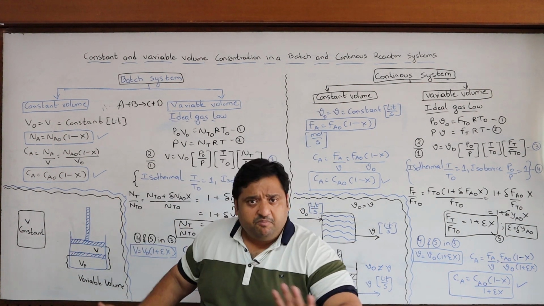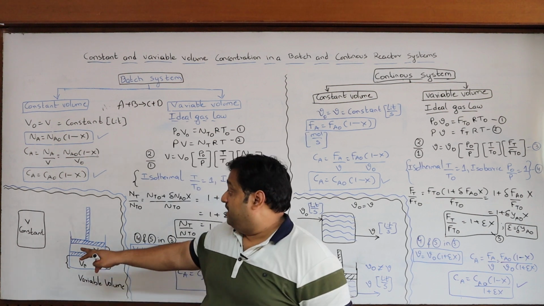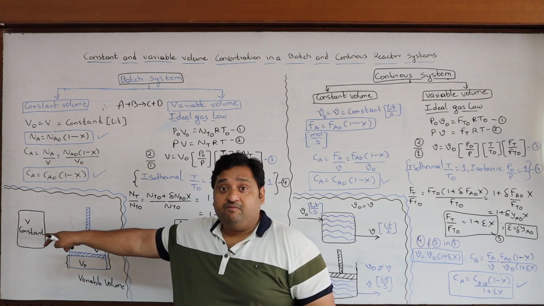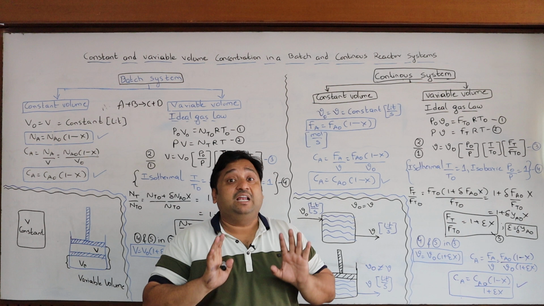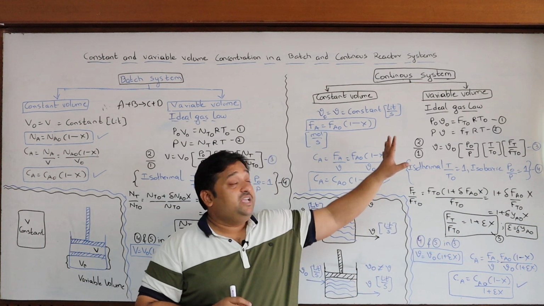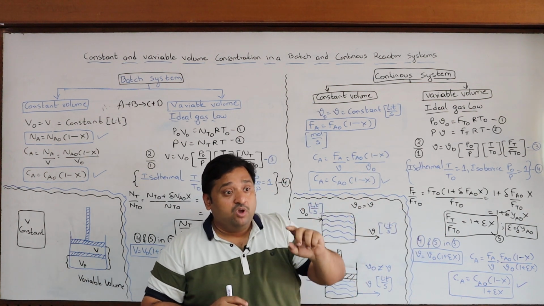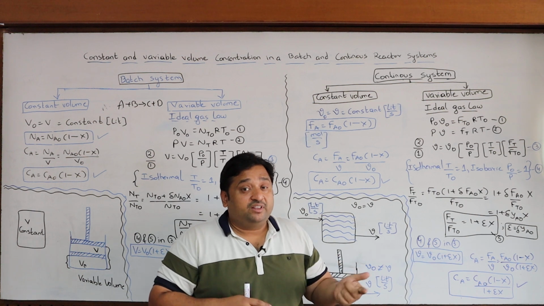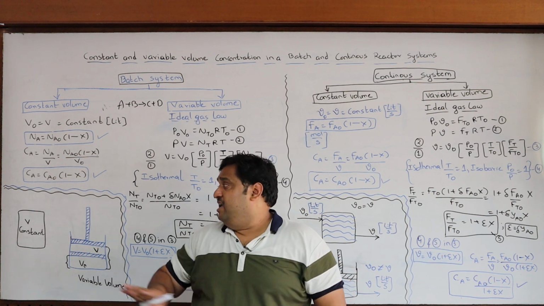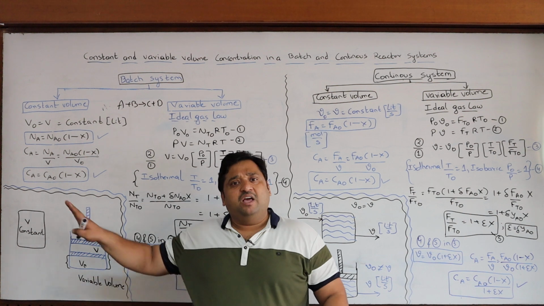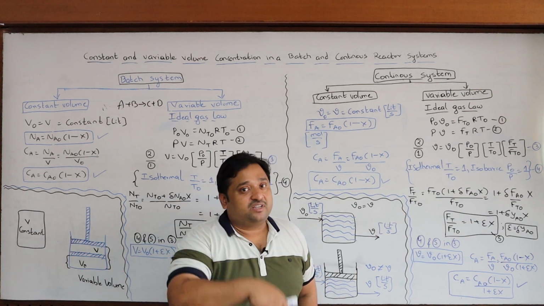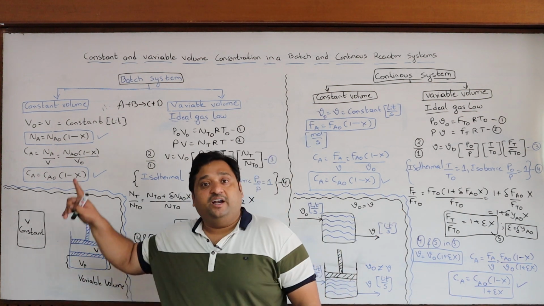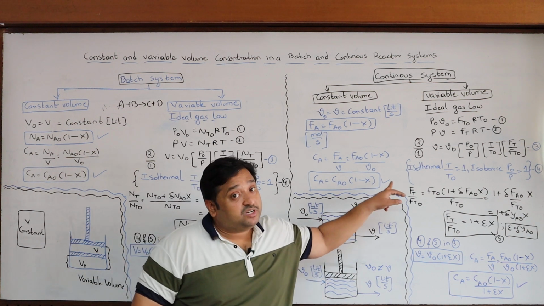Let us do the same analogy in continuous systems. Here we are dealing with volume; in continuous systems, we deal with the volumetric flow rate. In continuous systems, I told you we have to take everything with respect to time. Here no time factor is involved, that means liters. There it is liters per second. Here it is moles, and there it is moles per second.